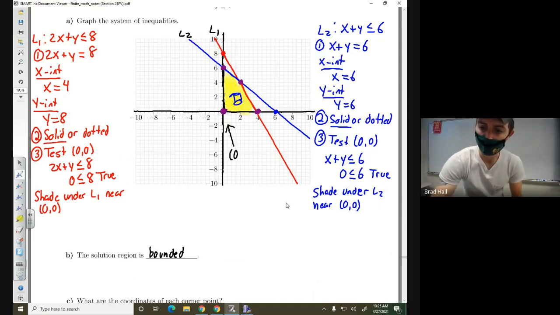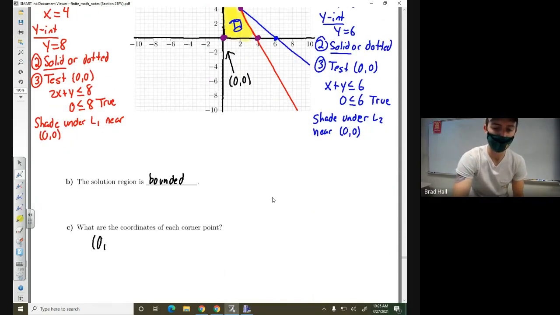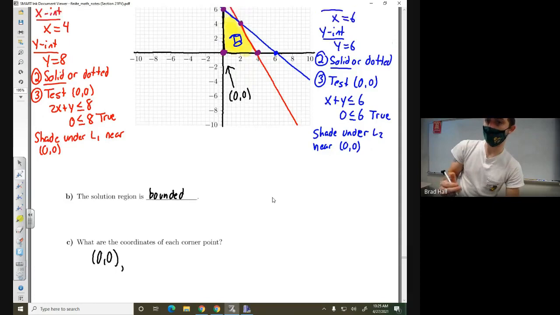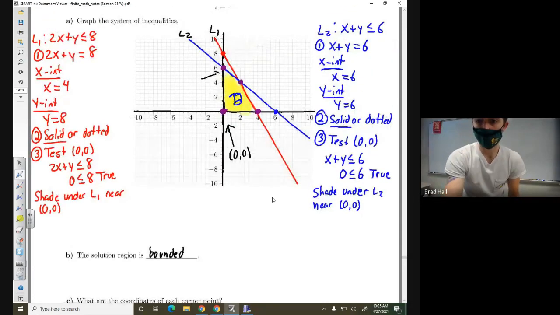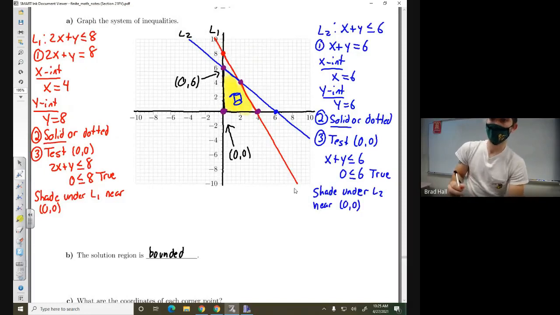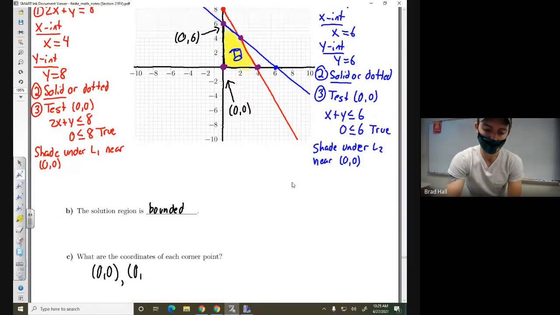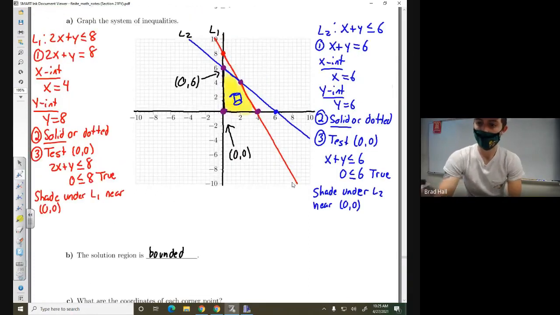The first one is 0, 0. That one should be obvious. And for part C, so that's ultimately what we're answering here. What are the coordinates of each corner point? The one up here, 0, 6, because that's a y-intercept. That one's pretty easy to find. This one over here is 4 comma 0.